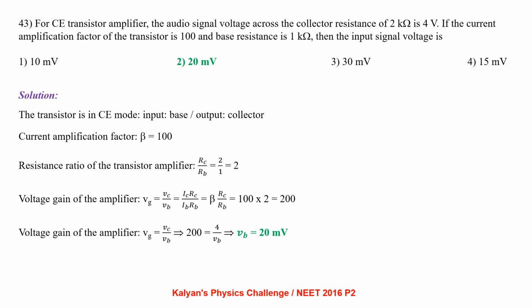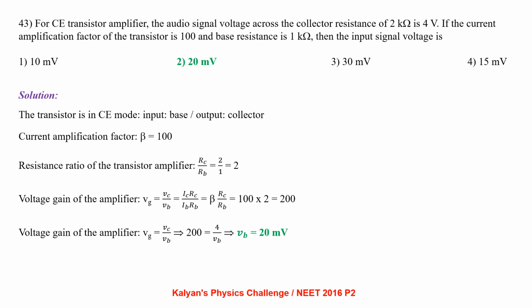For a CE transistor amplifier, the audio signal voltage across the collector resistance of 2 kilo ohm is 4 volt. If the current amplification factor is 100 and base resistance is 1 kilo ohm, then the input signal voltage is? As the transistor is in common emitter mode, input is the base terminal and output is the collector terminal.